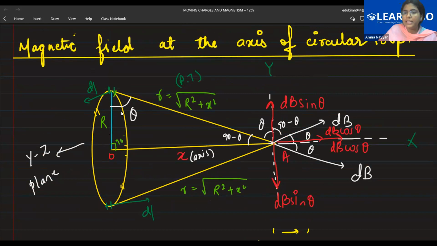So this will be the base. This is the opposite side. X is the opposite side. So R will be the base. And the longest, the slanting side, is obviously the hypotenuse. So capital R by small r.